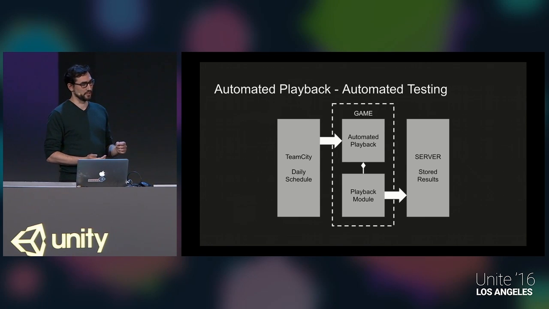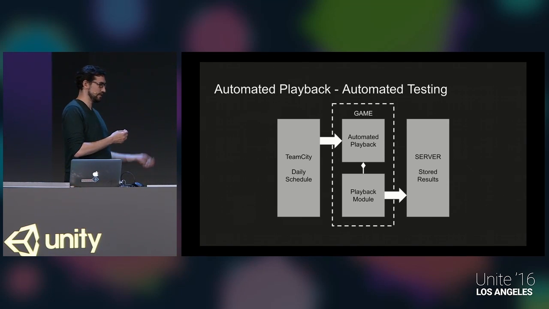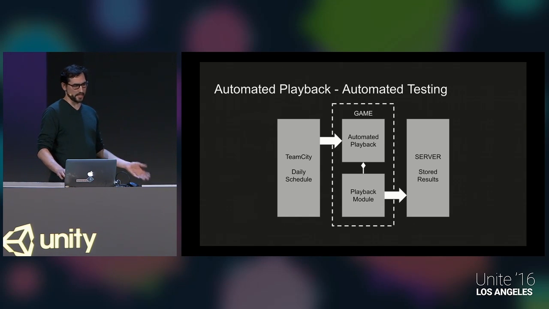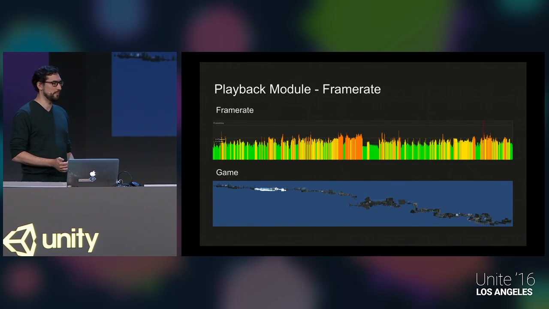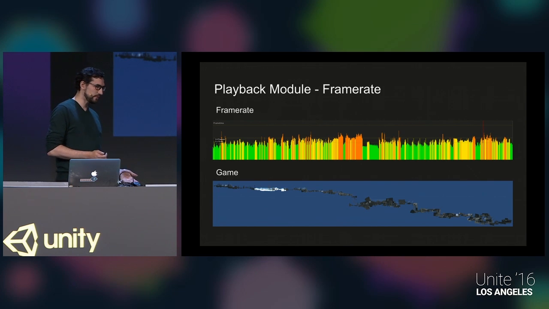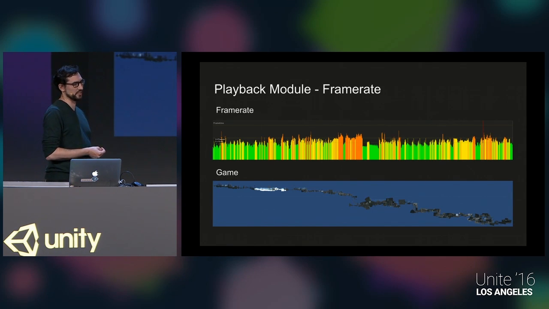This was in the way of playback modules that we attached to the automated playback. And so based on events from the playback, it would do some sampling and then store the result on a server. So this is one playback module that sampled the frame rate. So you can see in the graph above, we have a frame rate graph of the entire playback. So where the green bars is where we are below our target frame rate, and the yellow, orange, and red is when we are above a desired frame rate of 60 FPS.